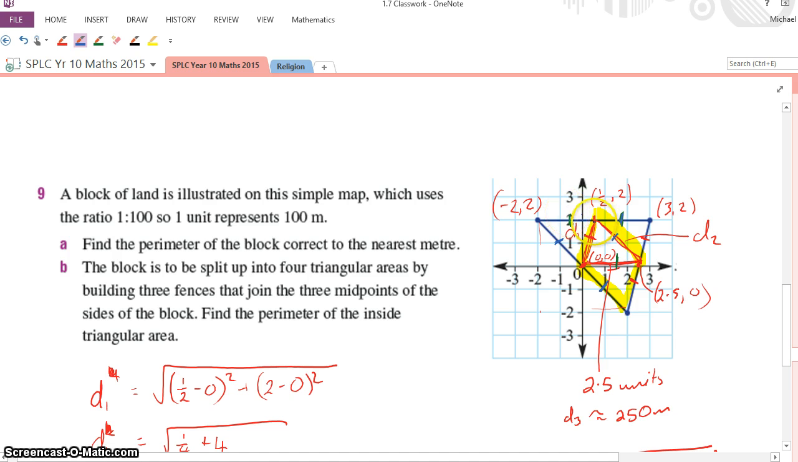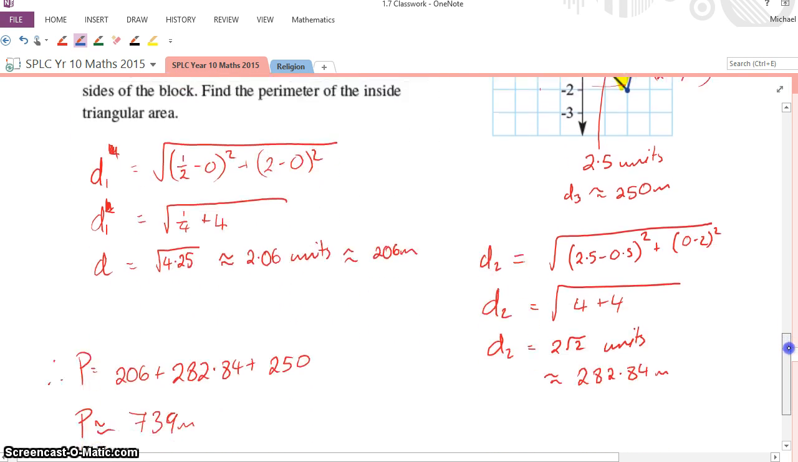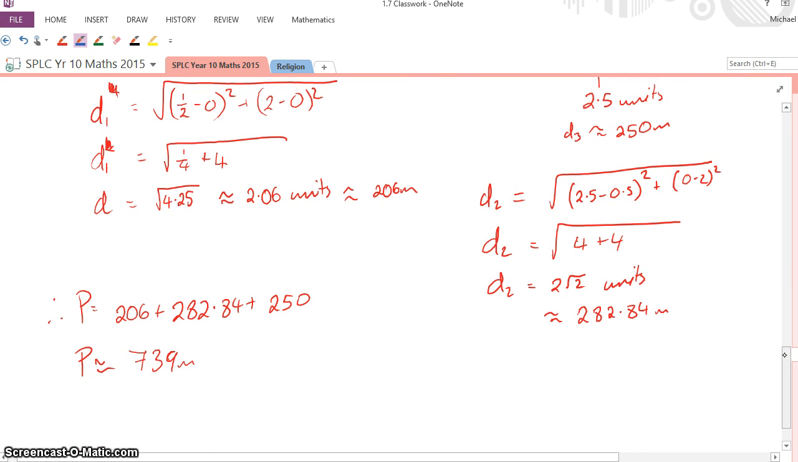You can see that every side of that red triangle appears twice in the larger triangle. So if I just halved the perimeter of the larger triangle, which was 1478, I believe, I'll get the perimeter of the smaller triangle, 739.